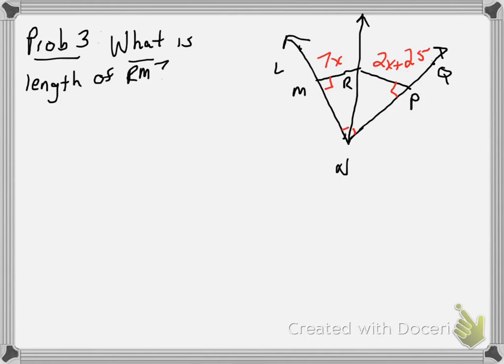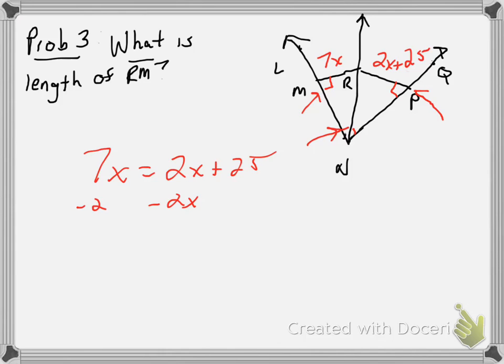Problem 3 gives us an angle bisector here. Again, we're going to use one of those theorems we just talked about. Since this bisects this angle, and we have RM perpendicular to N, and RP perpendicular to NQ, that means those are congruent. RM and RP are congruent. So we take 7x equals 2x plus 25, solve, subtract 2x, I end up with 5x equals 25, divide by 5, I get x equals 5.